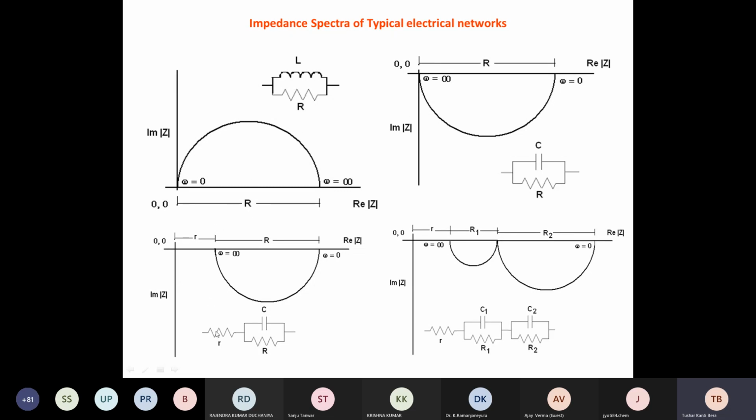Now if we have any resistance connected in series with this parallel combination, the curve will not start from 0. Here in both cases, it is starting from 0. If any series resistance is there, it will start at a particular point which is away from the origin, and this amount of resistance is called the series resistance. And if there are two parallel combinations, say C1 and R1 and C2 and R2, there will be two different and distinguished semicircular arcs. And if any series resistance is connected, there will be a certain gap.